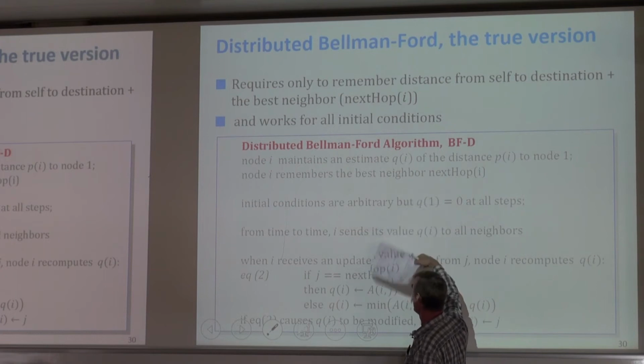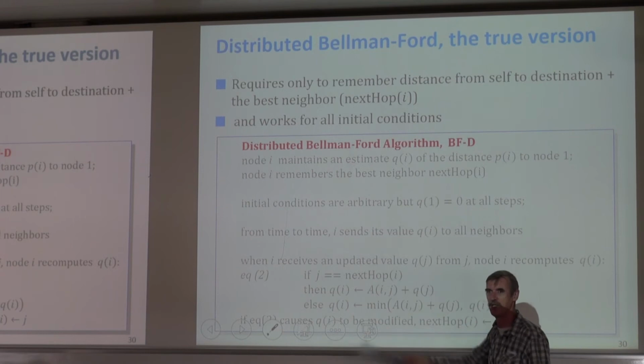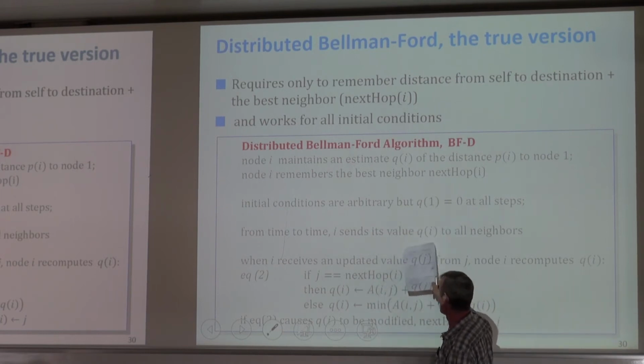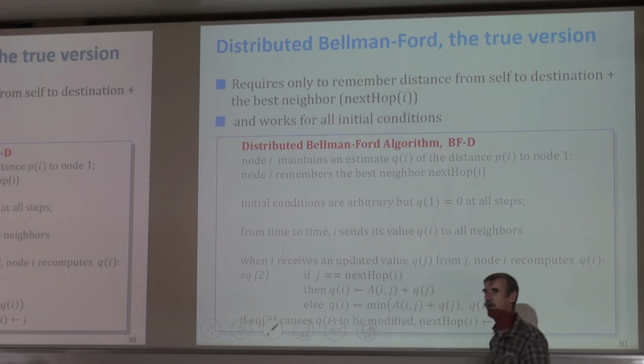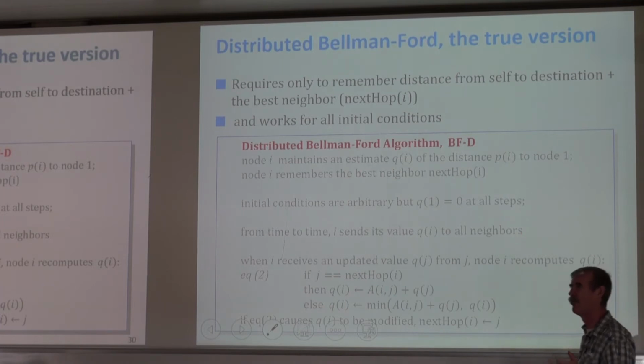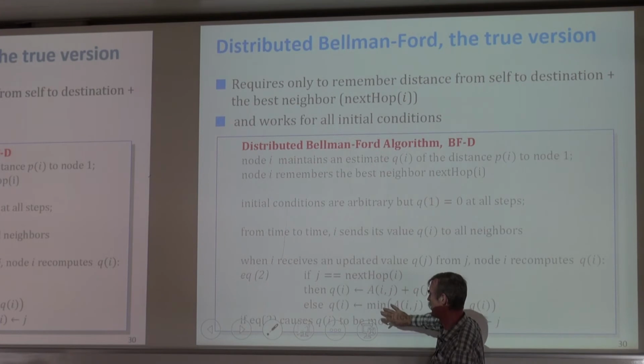Then we run this algorithm with any arbitrary initial conditions, but of course we need to force that node 1 always says it is at a distance 0 of itself. From time to time, as before, we inform our neighbors of our value Q of I. We don't need to inform a neighbor of where we route, just the value of Q. And then the update is a bit changed.